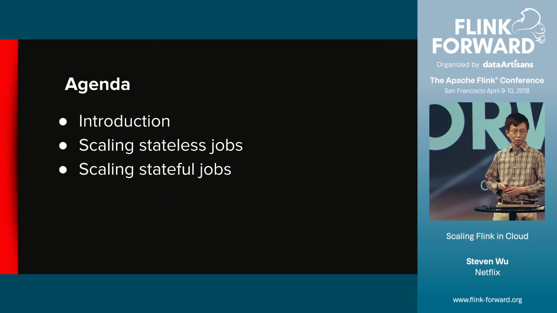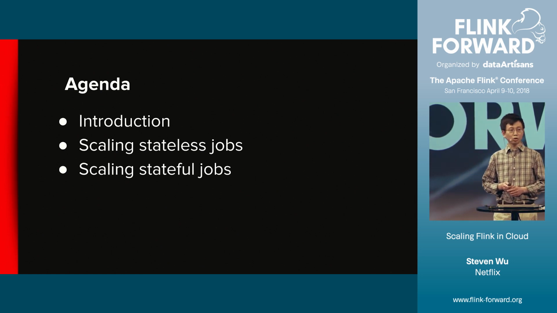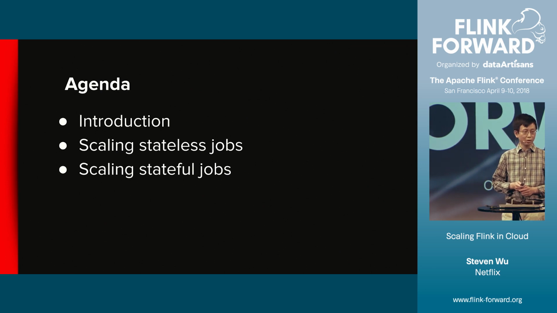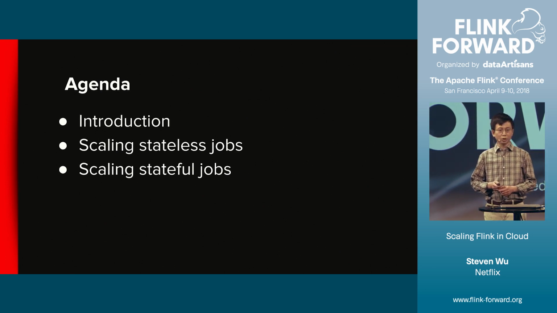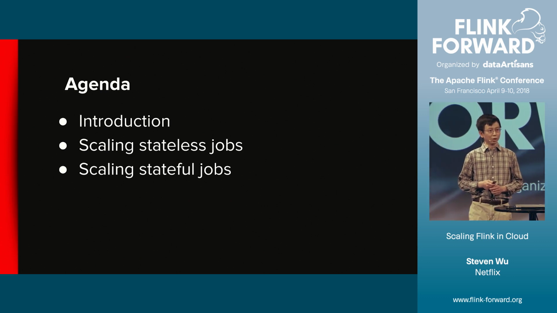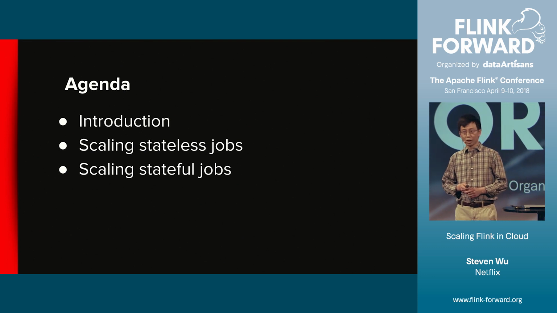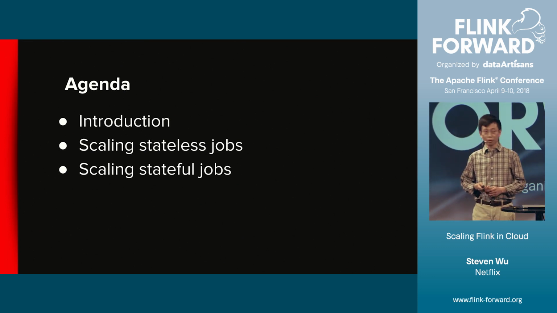First, we're going to discuss how we scale stateless jobs in the context of the routing job for our Keystone data pipeline. Second part, I'm going to discuss how we scale a large state job. By large state, I mean a single job with state as terabytes of data and with parallelism at a few hundred or a few thousands.